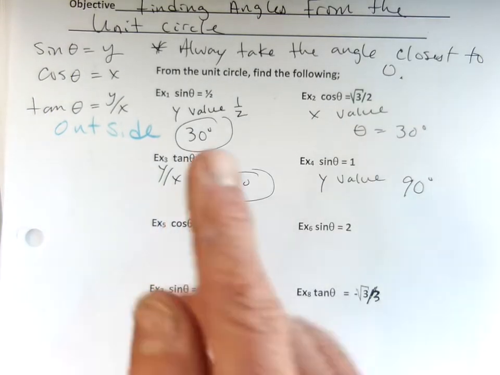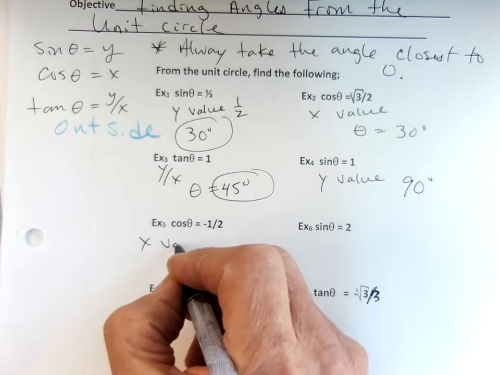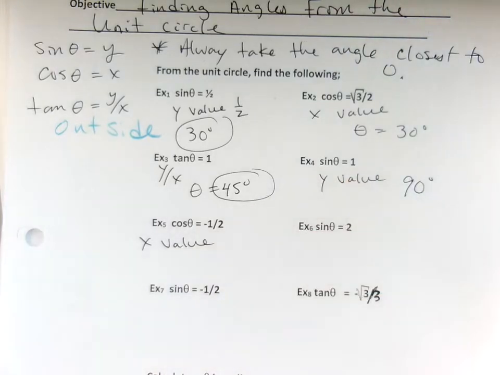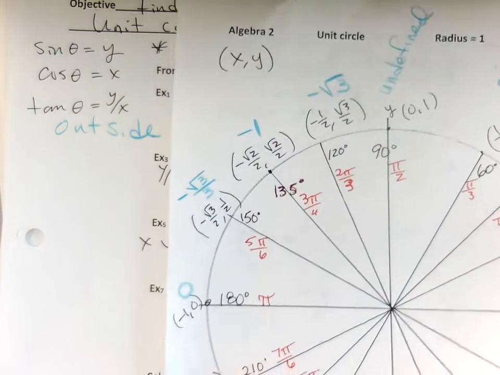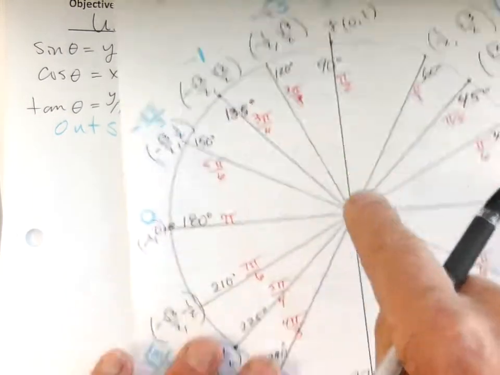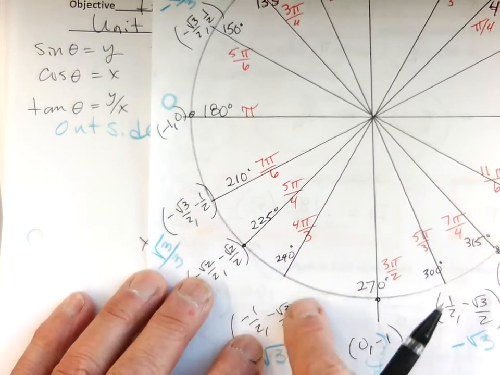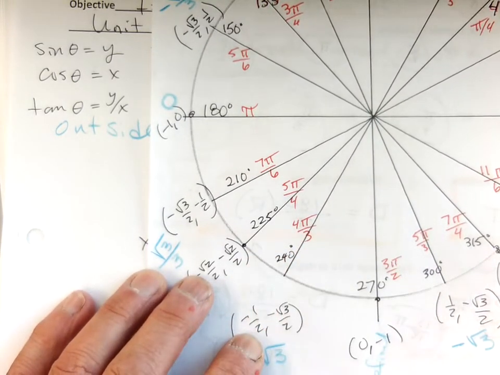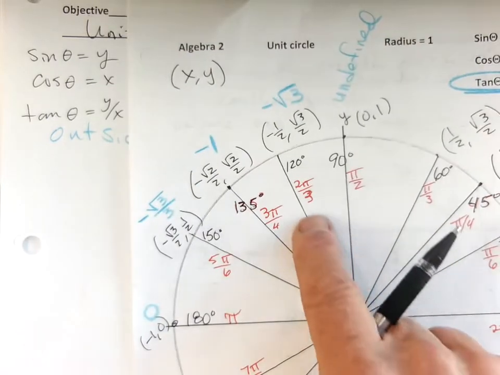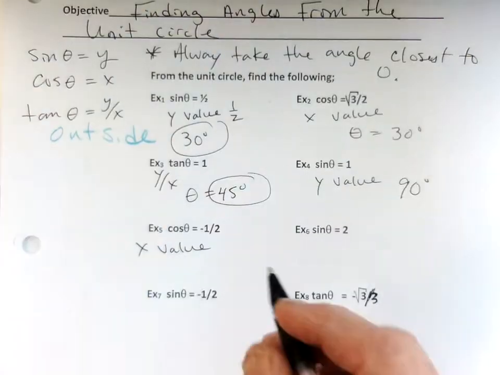Cosine of negative 1/2, so looking for an x value. Good, good, good. You guys have beat me to the answer. I like that. Negative 1/2 is here. That's 120. It's also down here, but we're not going to take the 240. You guys agree? Too far to go. Too far to run. We're going to take the 120 degrees.